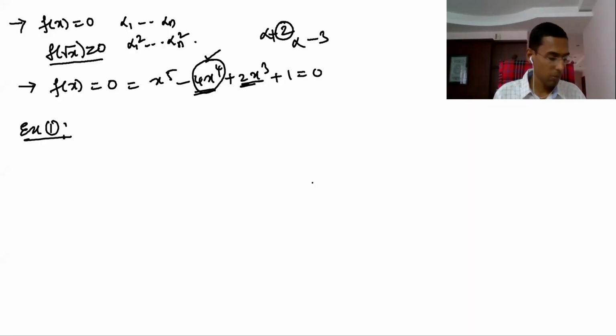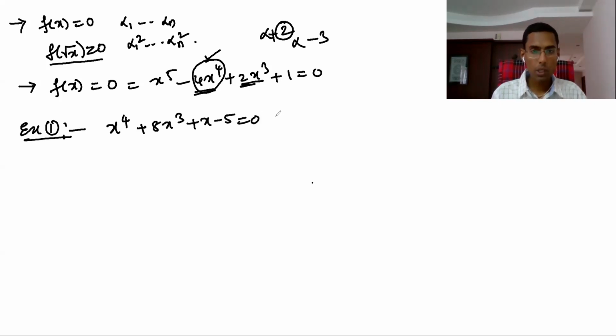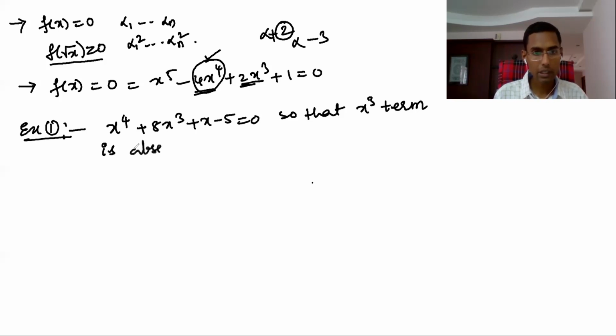Okay, let's take this example. Transform the equation x power 4 plus 8x cube plus x minus 5 equal to 0, so that the x cube term is absent. So now we have to transform this equation.